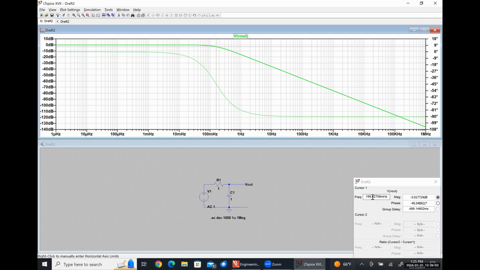We just have to be smart enough to realize that the math we do is in radians per second, and the plots we're going to get are in linear frequency, just per second or in hertz, right? So 159 millihertz effectively exactly matches what our expected cutoff frequency is based on the math.